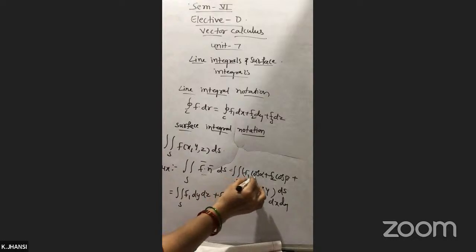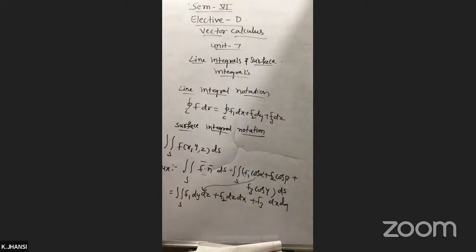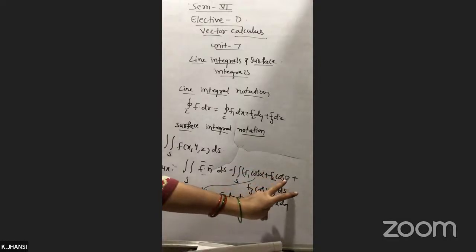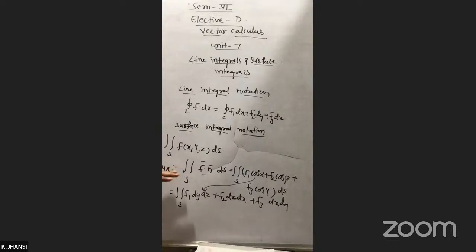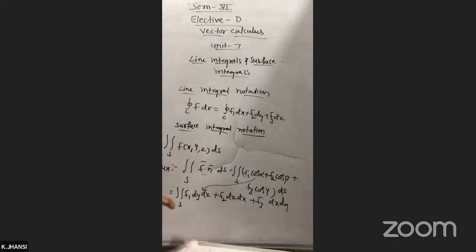Whatever cos alpha is, it is dy dz. Whatever cos beta is, it is dz dx. And whatever cos gamma into dS is, that has converted into dx dy. So if you know the notation of the surface integral, we can find the problems. Problems will be asked on surface integral and also line integral. Even 5 marks problems and also 10 marks problems will be there. So these are the concepts.